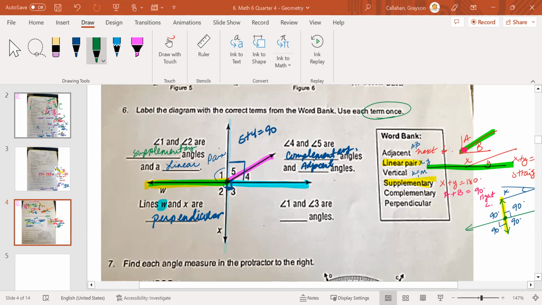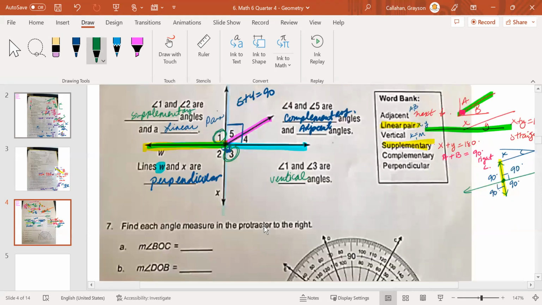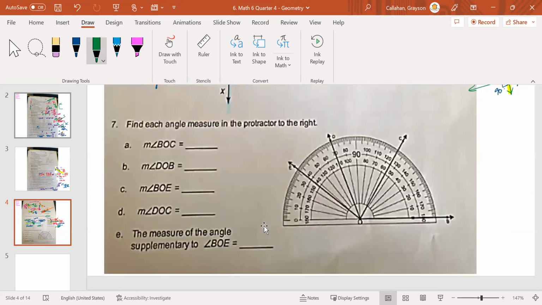Okay, 1 and 3. So here's 1 and angle 3. They're opposite of each other, so these are vertical angles. So vertical angles. All right. Next one, find each angle measure in the protractor to the right.